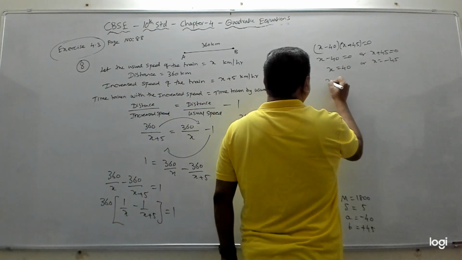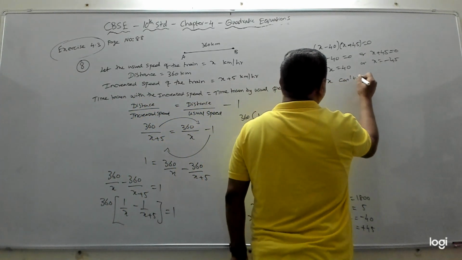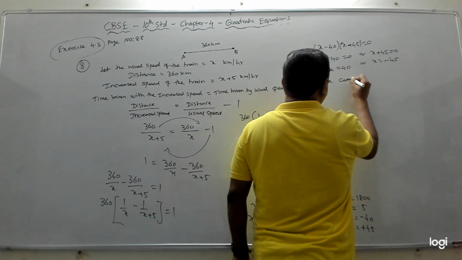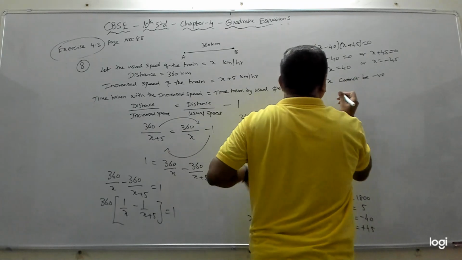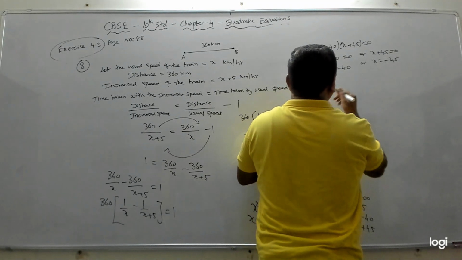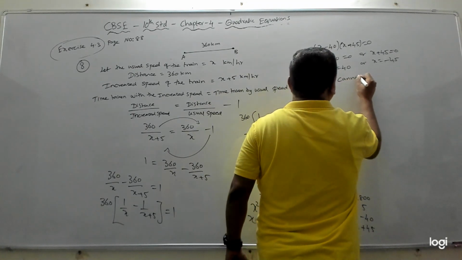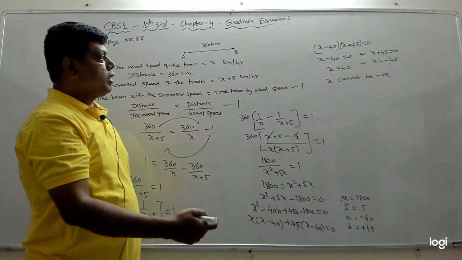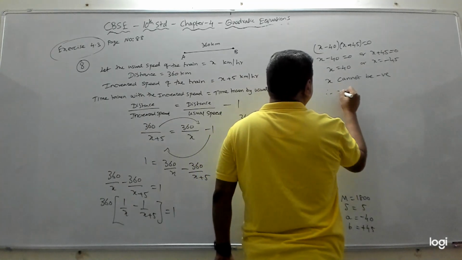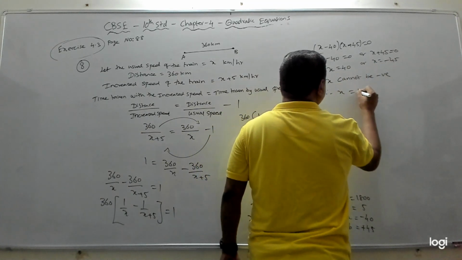So x cannot be negative, right? X cannot be negative because x is the speed of the train. Speed of the train cannot be negative. Therefore, we cannot take minus 45. Therefore, x is equal to 40.